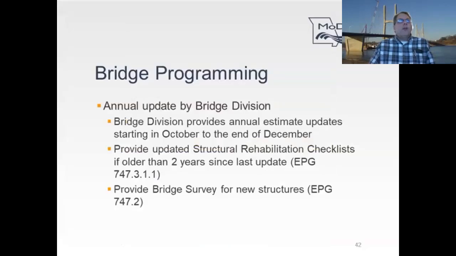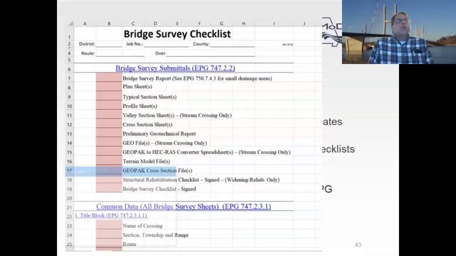So what if you have a new bridge? If you have a new bridge, we ask you to look at the EPG 747.2, and this is the bridge survey section. And in that section, we have a couple checklists there so that your bridge survey that is submitted to us has all the information needed. For example, if it's a stream crossing, we need the hydraulic information and all of that, surveying.